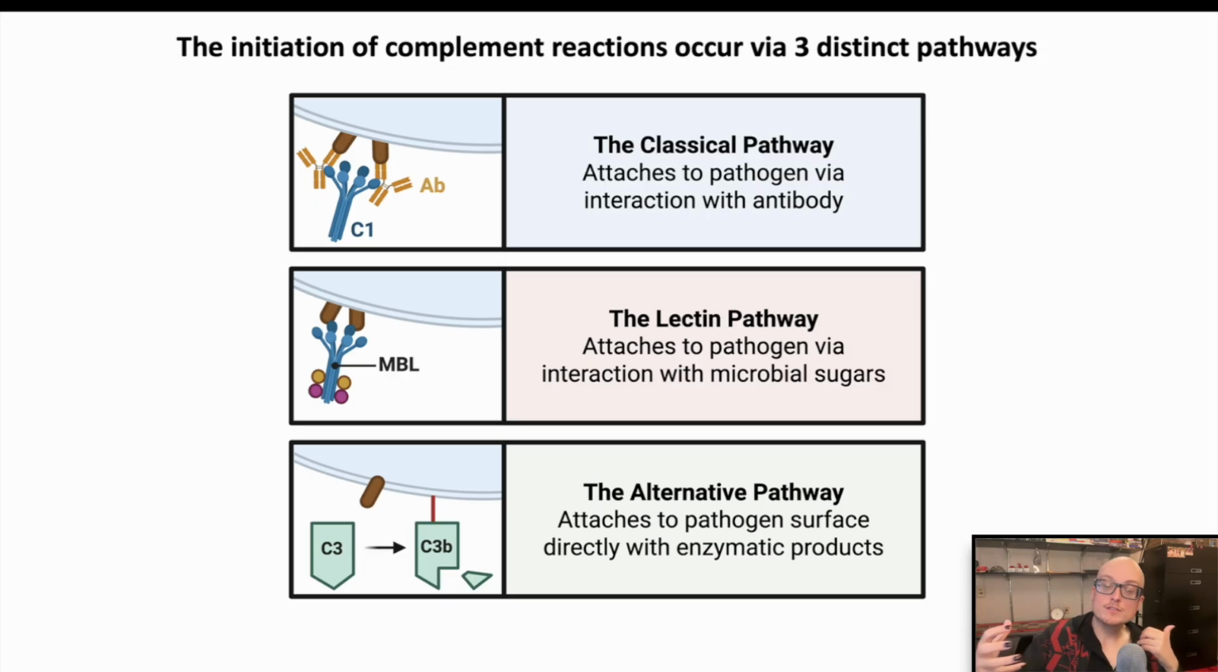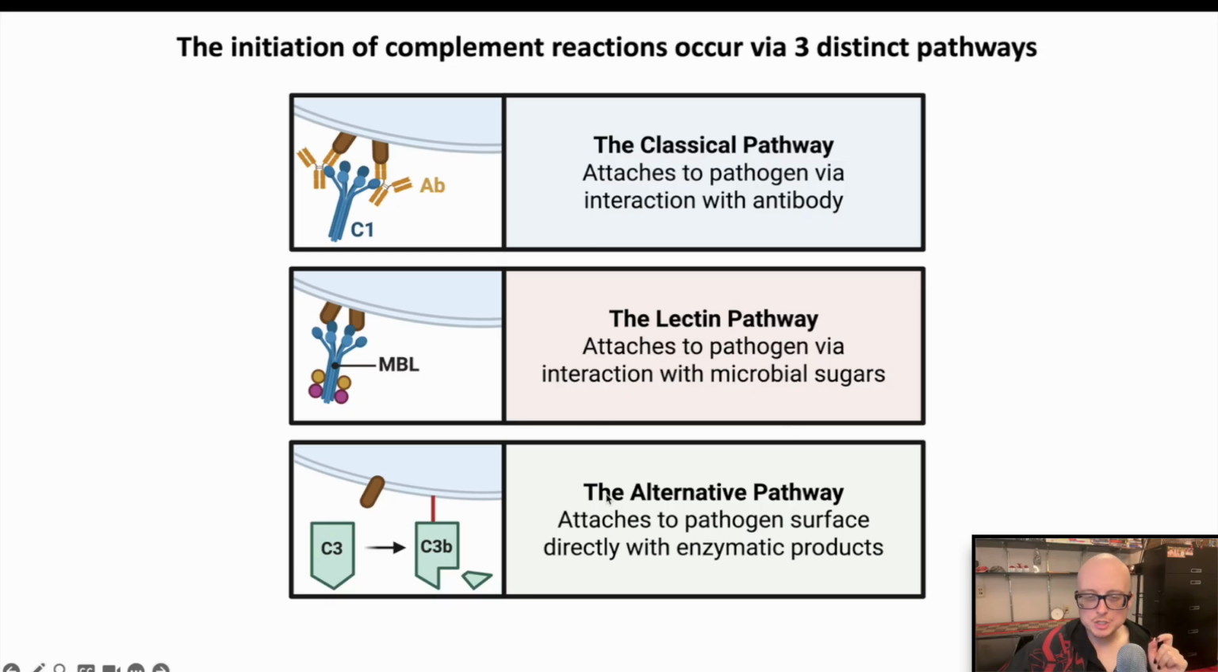We can exploit the fact that pathogens have all of these sugars on their surface and that these sugars differ from the sugars that we typically find on our own host cells to recognize those microbial sugars as non-self signals. And the way that we do that is through specialized complement proteins, which themselves are lectins, sugar-binding molecules. So we initiate complement responses in response to microbial sugars through the lectin pathway.